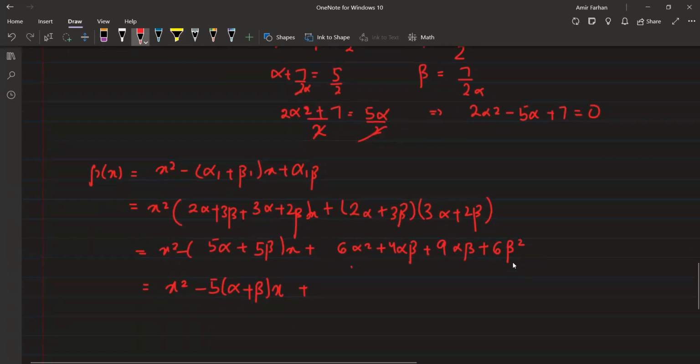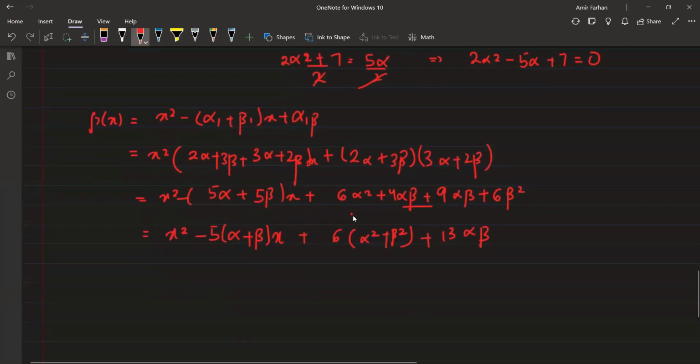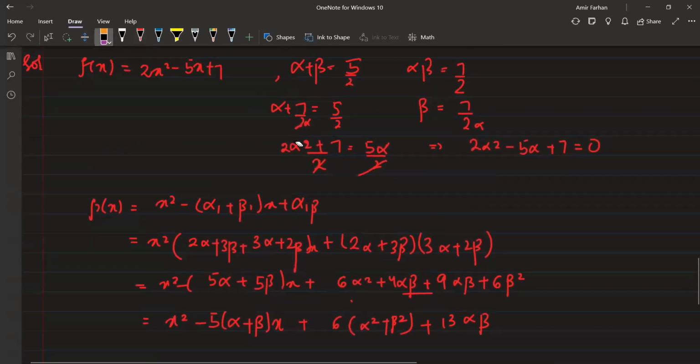So you can do one thing. You can take 6 common from alpha square plus beta square, plus you have alpha beta common here. So this will be 13 alpha beta. Now this is where I have a doubt. Just a second.